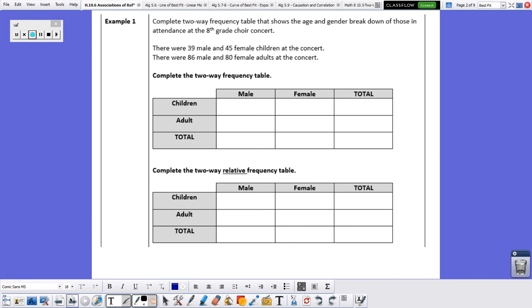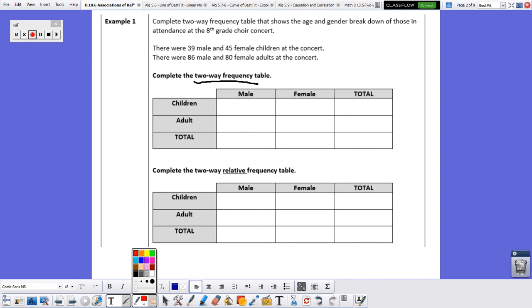Okay, so our first example asks us to complete a two-way frequency table that shows the age and gender breakdown of those in attendance at the 8th grade choir concert. They give us some information that we need to first create in a two-way frequency table and then in a relative frequency table. So that's our goal here.